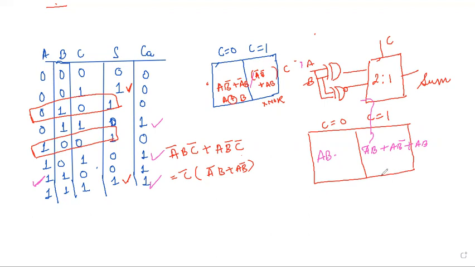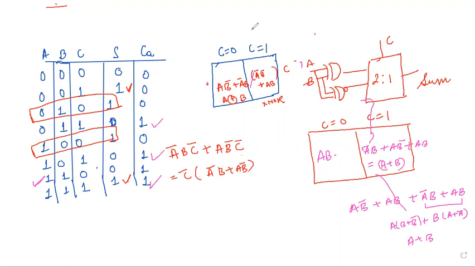So let's try to simplify this. AB bar, I can expand it by writing AB twice. So if I combine this, B is common. What I'm left with is B into A plus A bar, which is going to be 1. Similarly, here I find A common, so what I'm left with is A plus B. So I can say that my carry expression is reduced to A plus B.